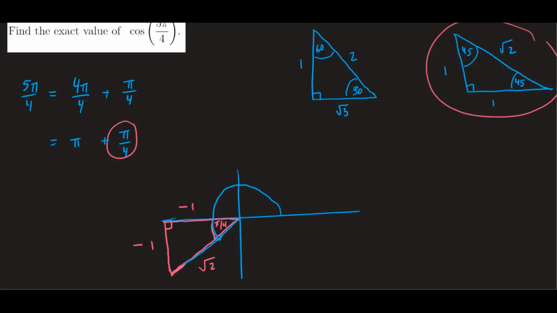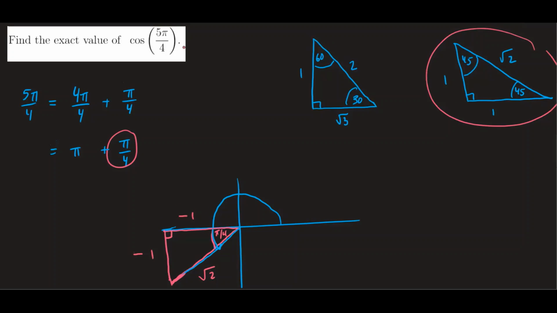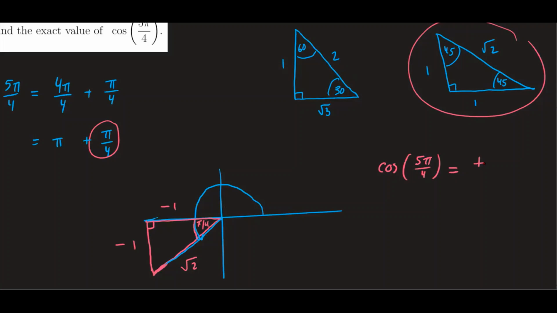Now we're ready to find the exact value. Cosine of 5 pi over 4 is equal to plus or minus cosine of its reference angle, which is pi over 4. Of course, you can remember the plus or minus using the acronym.